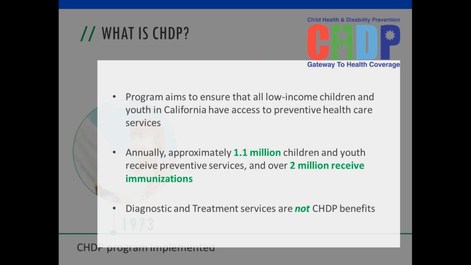The program is financed by the state's General Fund and Tobacco Settlement Fund. Approximately 1.1 million children and youth receive preventive services, and over 2 million receive immunizations per year. The Gateway program came into effect early July 2003 to maximize enrollment of uninsured children and youth in the Medi-Cal program. CHDP benefits are for preventive health services and do not include any diagnostic or treatment services.